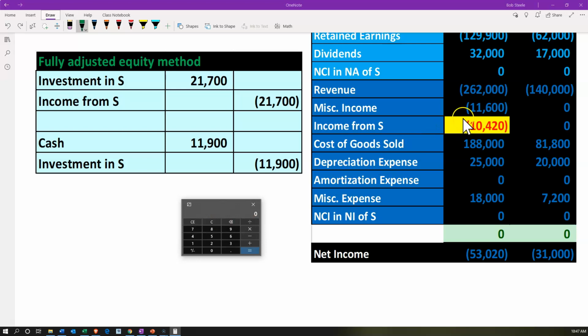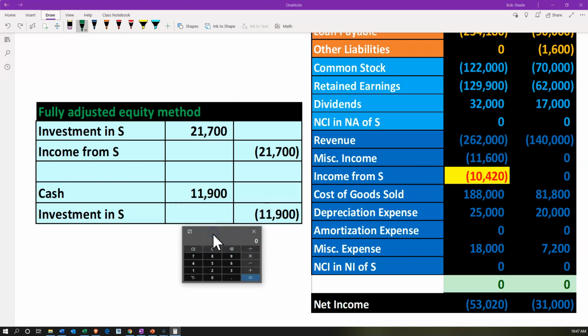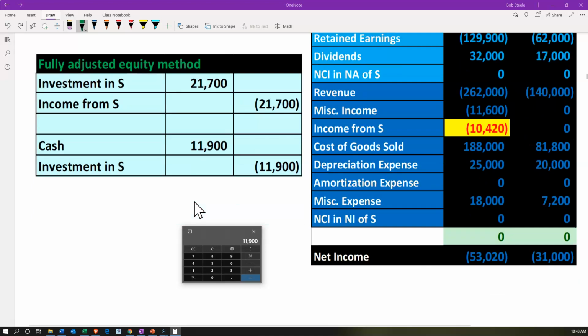Then we're going to take the dividends that S paid. So these are the dividends S paid, and how many of those went to P? P owns 70%. So we're going to take that 17,000 times 0.7, and they should have gotten 11,900. So debit the cash 11,900 and credit the investment 11,900.